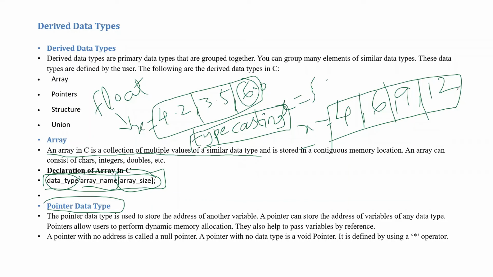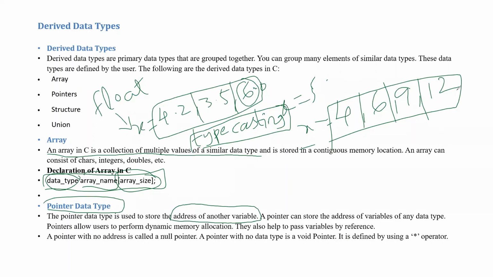So it is a data type which is used to store the address of another variable, or else I can say that address of a memory location. So pointer is a variable used to store the address of a memory location. So what is the use of pointer? Why, we are going to discuss, and everything we'll discuss at the time of discussing the pointer topic.